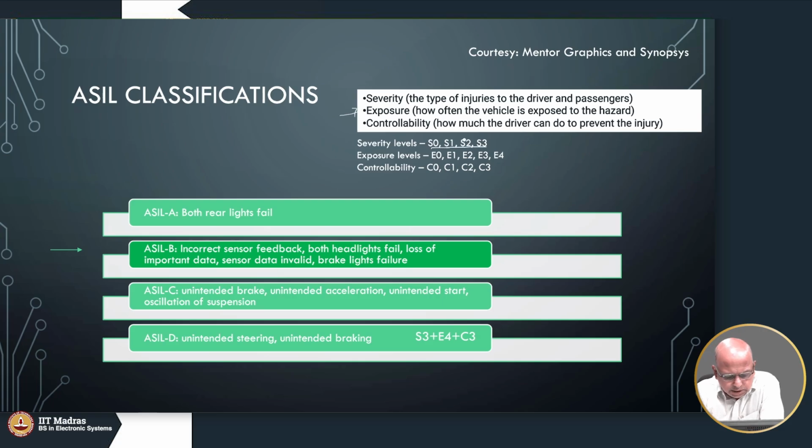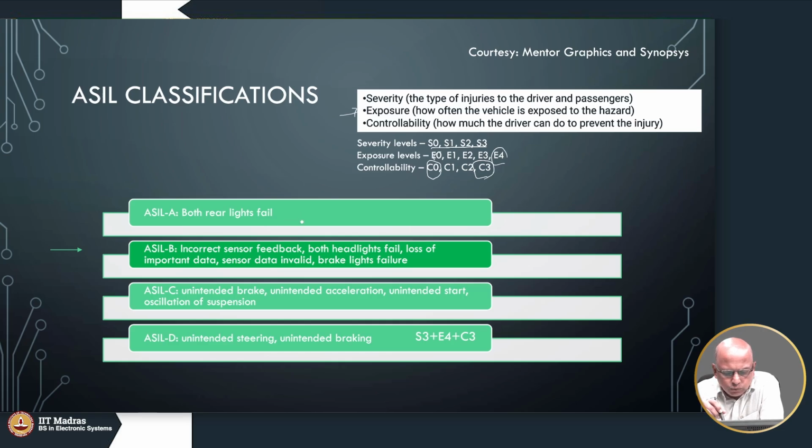So there are 4 severity levels. S3 means perhaps very severe. S0 means not at all severe. Similarly, exposure levels, very likely to occur, not likely to occur. And controllability also. It may be very easy for the driver to do something, whereas C3 may be very difficult.